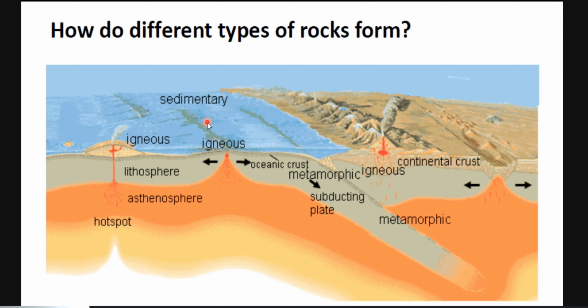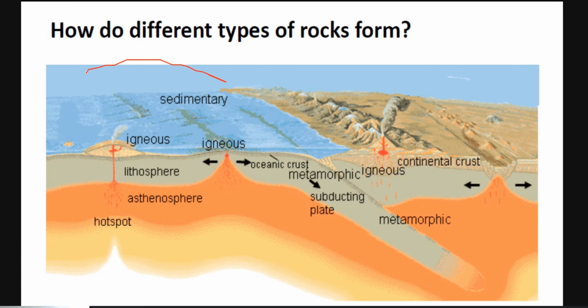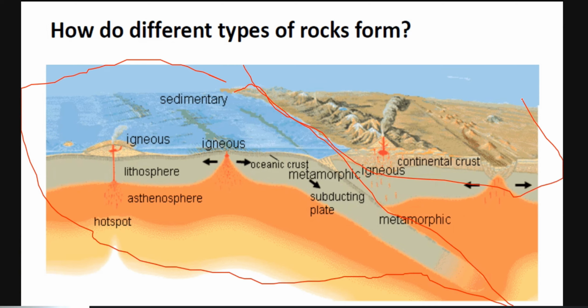Our earth is a dynamic planet. Our crust is moving continuously, and there are many plates in the earth system. Suppose this is one plate and this is another plate. What happens when two plates move towards each other? The denser and colder plate will get subducted under the lighter plate.